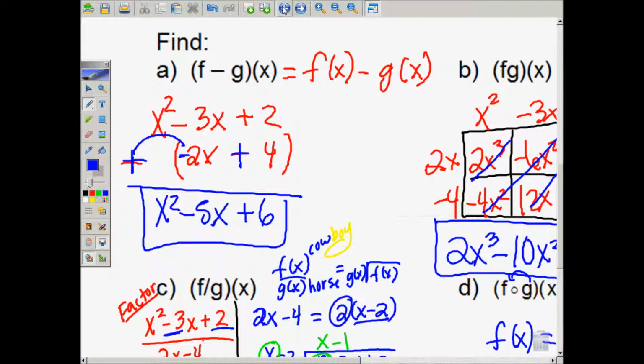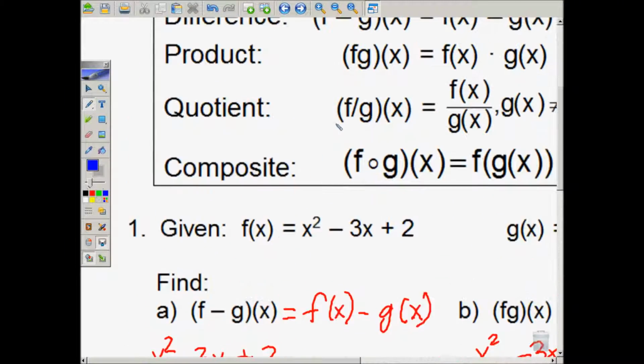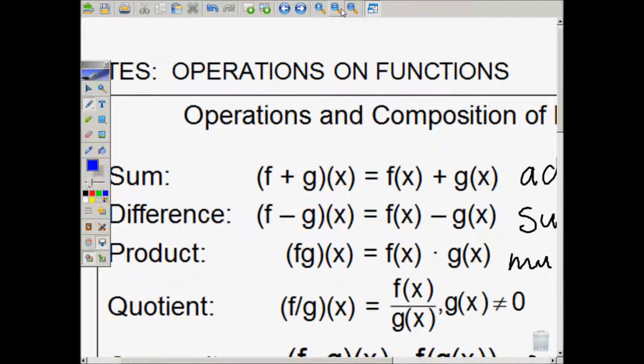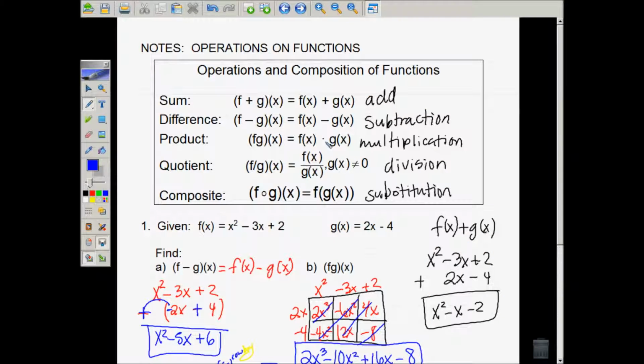Reading our notes from yesterday. Our notes from yesterday were over operations on functions, right? And we talked about the shorthand way of writing things. So operations on functions means that I can either be adding, and that means I'm going to find the sum, or I can be subtracting, which means I'm going to find the difference, or I can be multiplying, and I'm going to find the product, or I'm going to be dividing, and I'm going to find the quotient, or I'm going to be substituting, and I'm finding the composite. Okay? So we went through those.